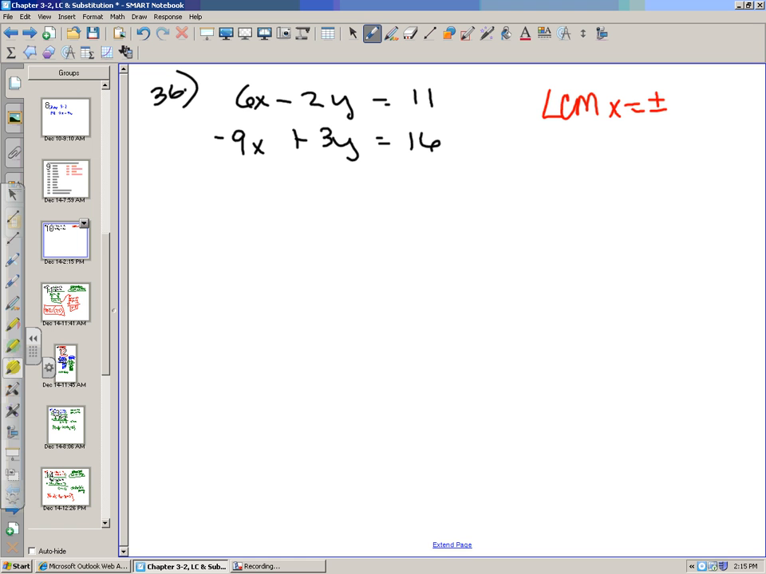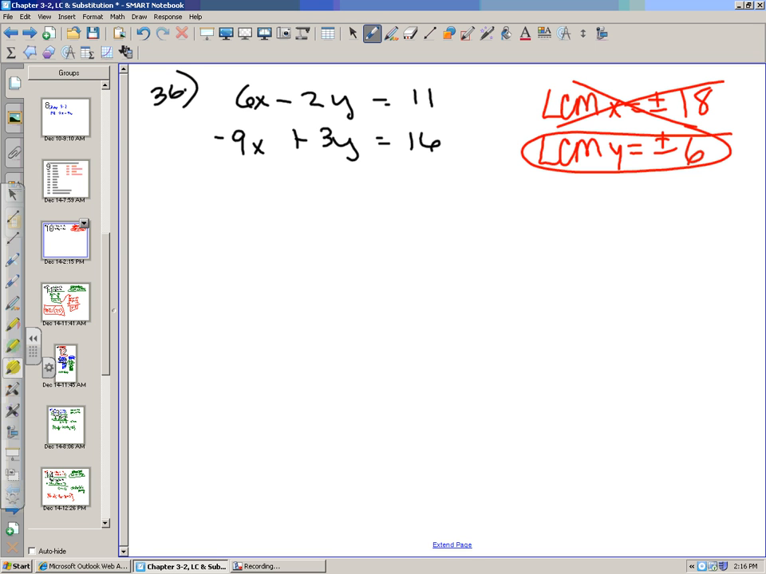So what is your least common multiple between 6 and 9? 18. Multiplication tables, people. Not factors, multiplication tables. Now, what is your least common multiple of your Y's? 6. Now, which one is it going to be easier to do? You're going to want to do your Y's, which means you're ignoring your X's up there. So what do I multiply each equation by to get positive 6y and negative 6y? You're going to multiply the top equation by 3 because it's already negative, and the bottom equation by 2 because it's already positive. Do we get that, yes or no?